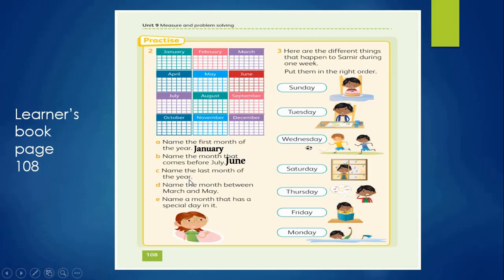C. Name the last month of the year. As I told you before, did you remember? Look at this chart. So December is the last month of the year. Great. D. Name the month between March and May. Here's March. Here's May. What's between them? April. Great. Well done, guys.